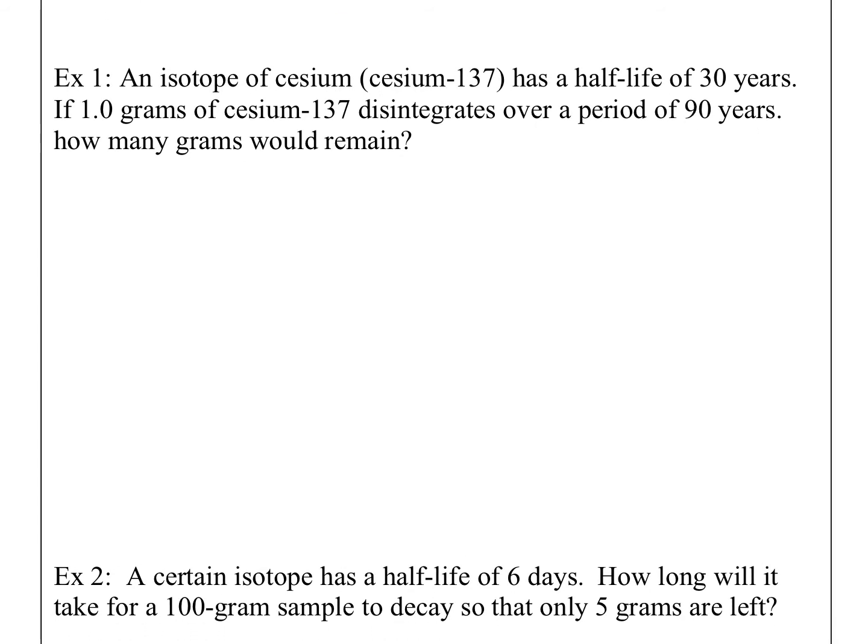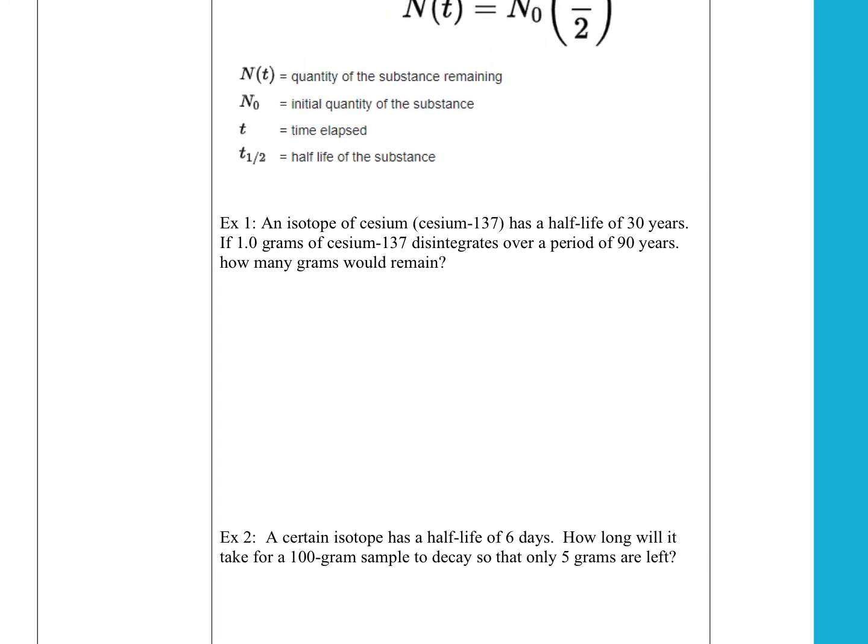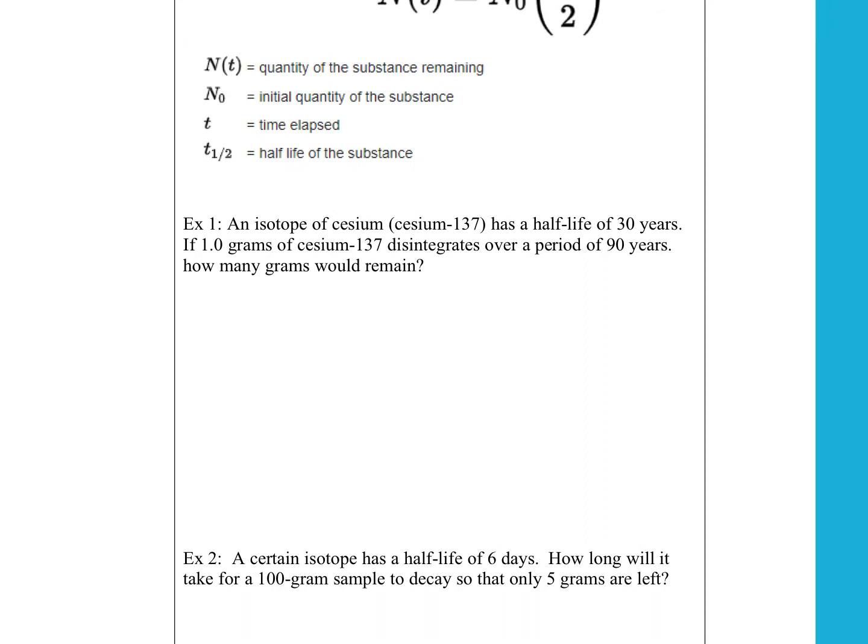Okay, so example 1. We have isotopes of cesium. I think that's an element on the periodic table. I should probably double check that though. Again, I'm not a science teacher, but I'm trying to be. Cesium, cesium. Cool, I said that wrong last time.